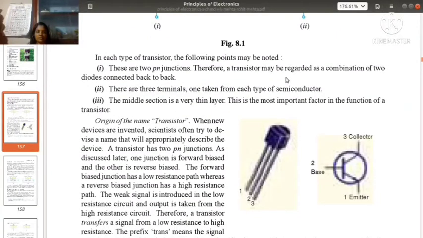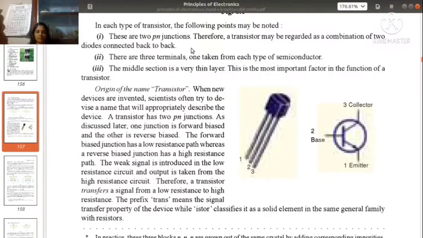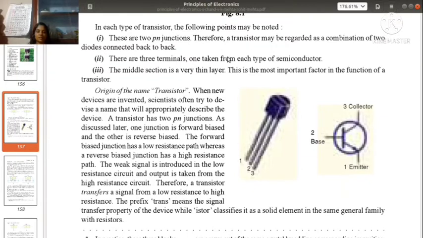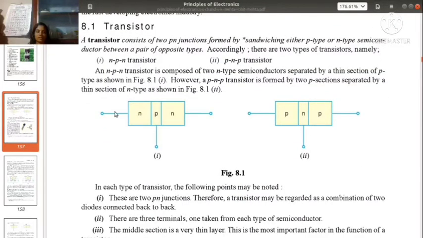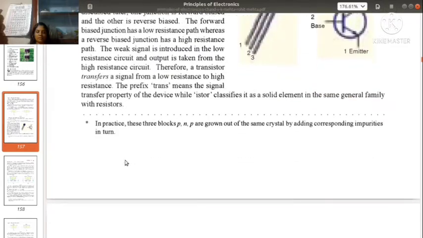In each type of transistor, the following points may be noted. There are two p-n junctions. Therefore, a transistor may be regarded as a combination of two diodes connected back to back. So it's a combination of two p-n junctions. The second point is that there are three terminals, one taken from each section of the semiconductor. You can take one terminal from this side, one from this side, and one from the middle part. So we can have three terminals from a transistor.